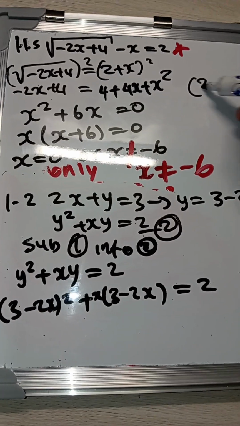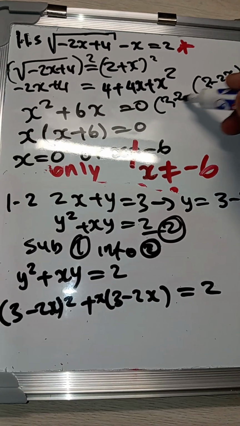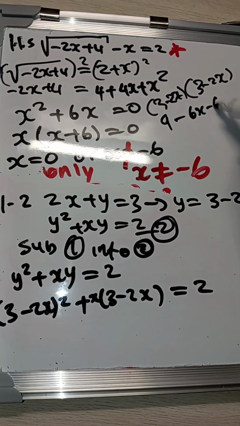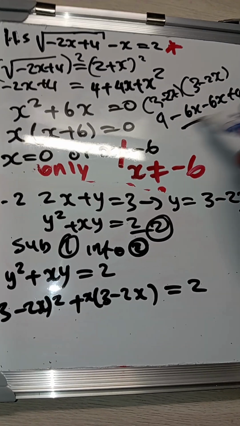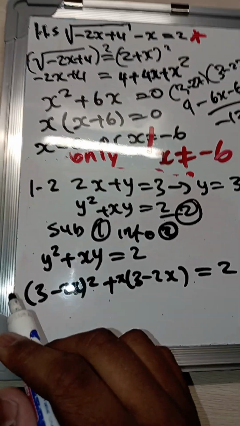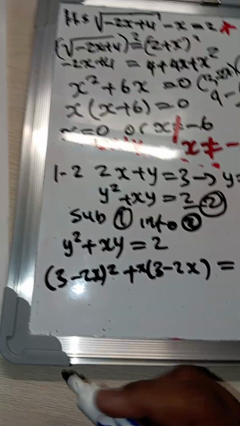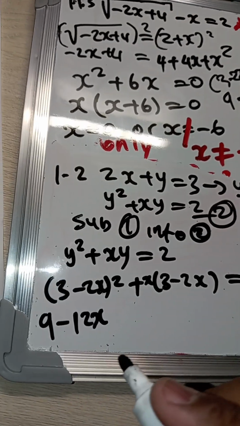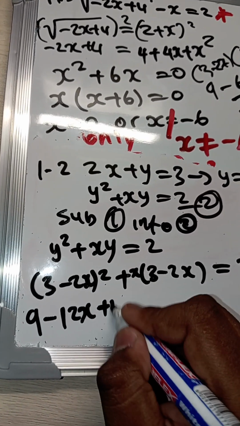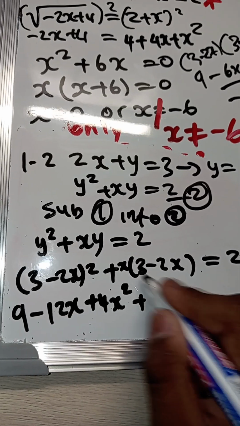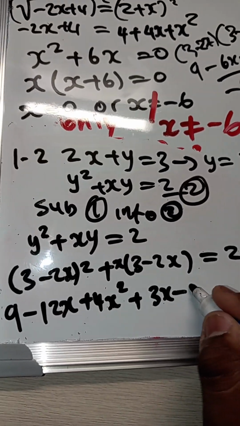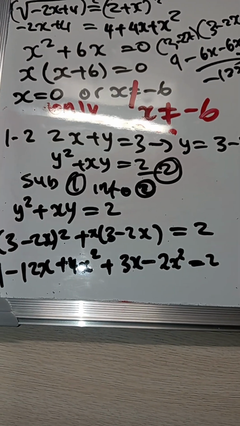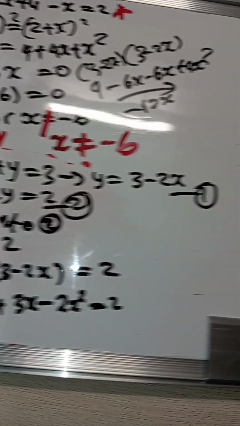So now you know that (3 minus 2x) squared is just this. 3 times 3, 9, minus 6x, minus 6x, plus 4x squared. Can you see that? Grade 10 maths. So 9 minus 12x plus 4x squared, then plus 3x minus 2x squared equals 2. Can you see what I have this side? Because I want to go to the other side now.